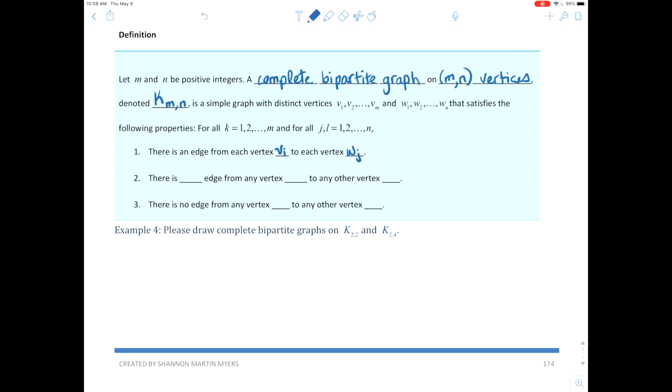There is no edge from any vertex vi to vk, right? So the v's don't connect. There is no edge from any vertex wj to any other vertex wl.